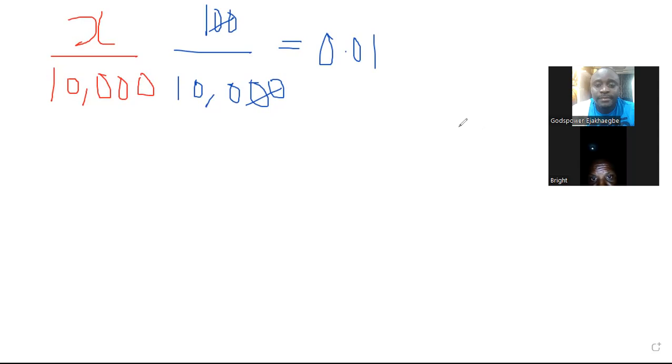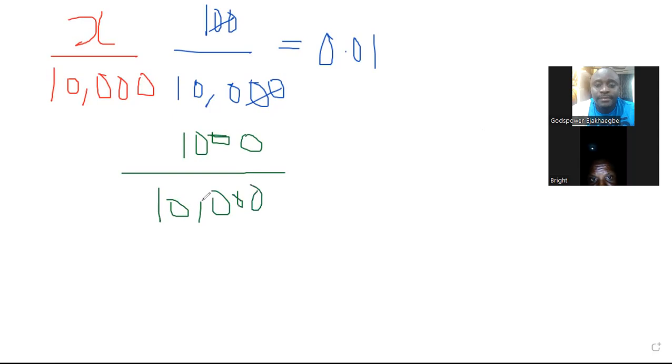What about a mini lot size? Let's say I have $1,000 over $10,000. Do my mathematics. This cancels this, and this will be what? 0.1.